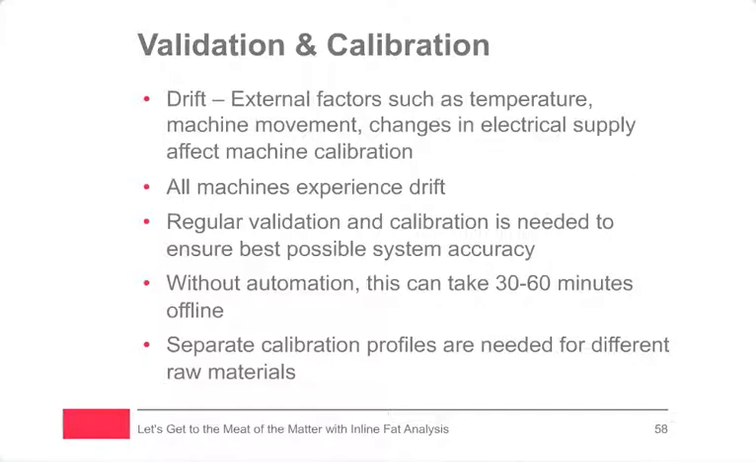All measurement devices will experience some form of drift. As a consequence, regular validation and calibration is needed to ensure that system accuracy is maintained. If this system isn't automated, it can often take 30 to 60 minutes to do offline, therefore affecting machine availability. It's also important to recognise that different calibration profiles might be needed for different raw materials, such as different species.